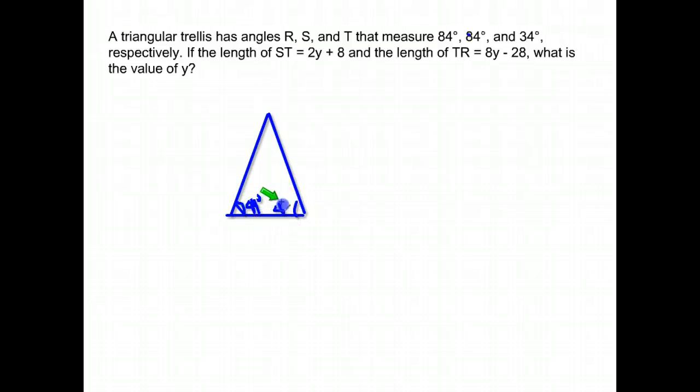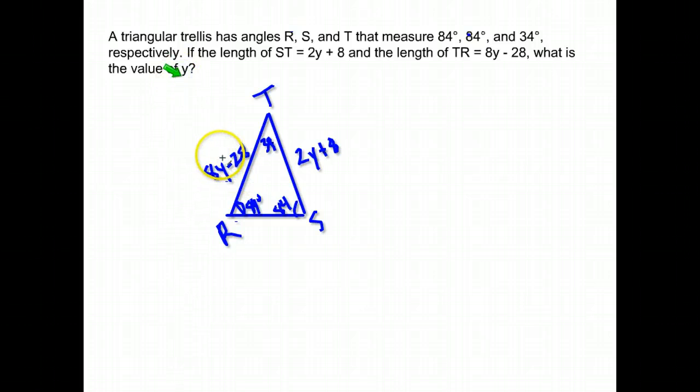So 84, 84, and 34. It said respectively, which meant the first number was R, the second number was S, and the last number was T. So R, S, and T. If the length of ST is 2y plus 8, I'm going to label that. So the line going from S to T has a length of 2y plus 8. TR has a length of 8y minus 28. So the line going from T to R is 8y minus 28. What is the value of y?